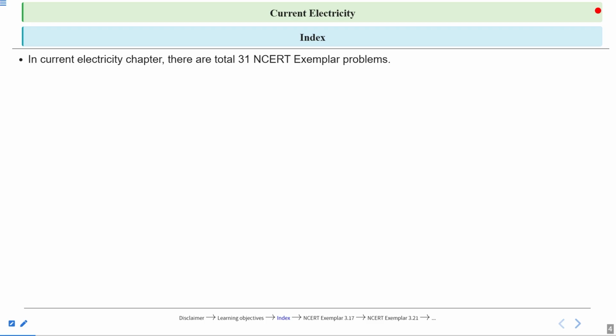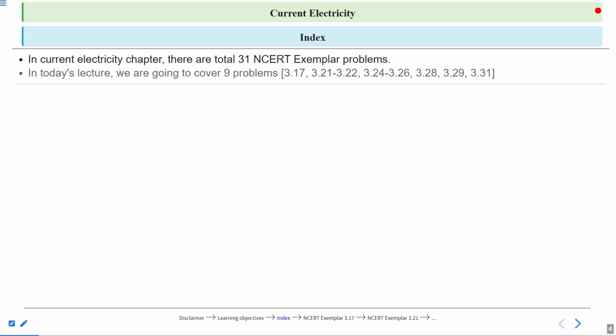In the current electricity chapter, there are a total of 31 NCERT exemplar problems. In today's lecture, we are going to cover 9 problems: 3.17, 3.21, 3.22, 3.24 to 3.26, 3.28, 3.29, and 3.31.